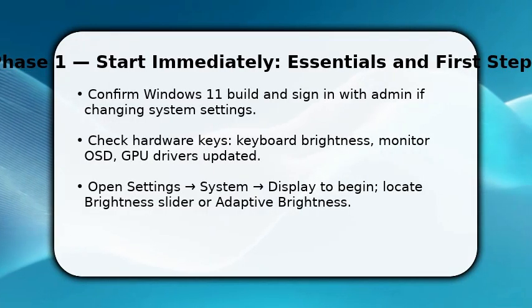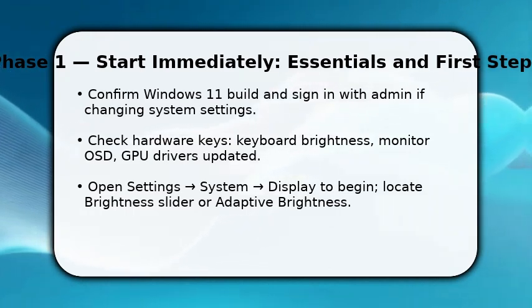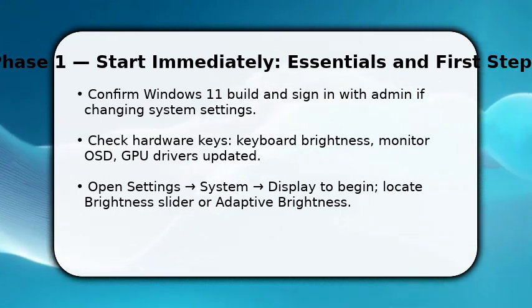You'll begin with the essentials. Make sure you're signed in and have admin access when required. Open Settings, then System, then Display. Find the brightness slider. This is the primary control. If you have a laptop, check any physical brightness keys first because they override the slider.